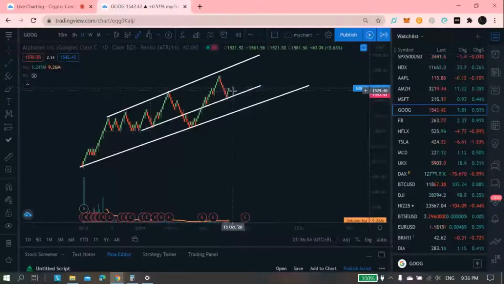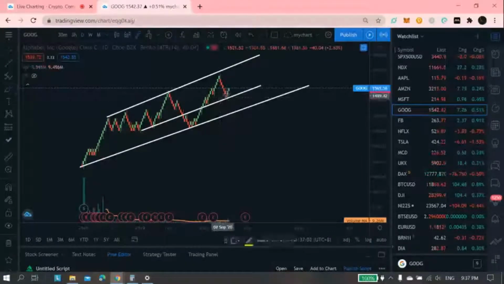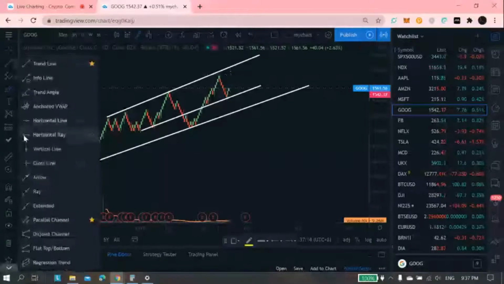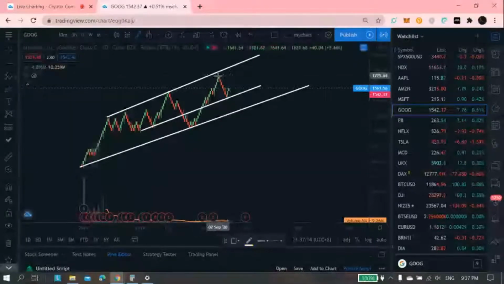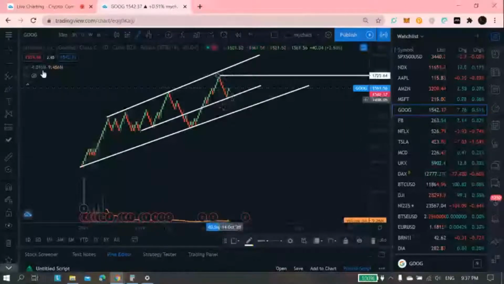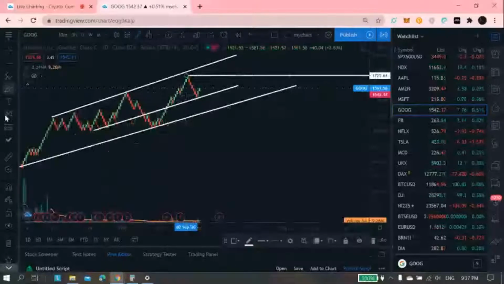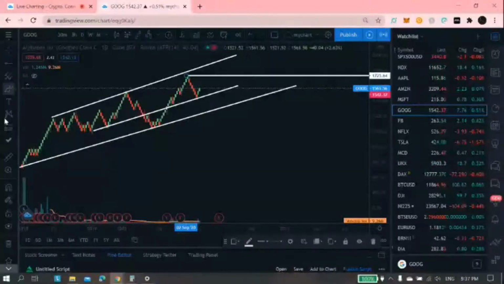So for Google, it's just created a new support at this area around 100, and now possibly retest our previous all-time high of around 1,725. So yeah, let me check if I go long.